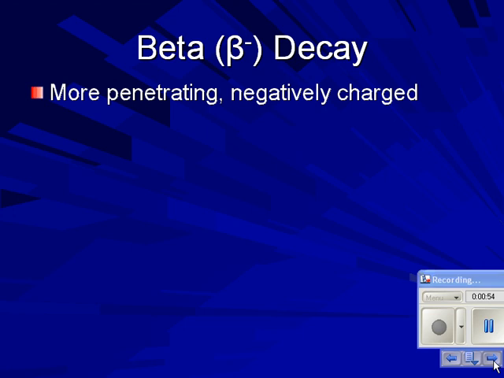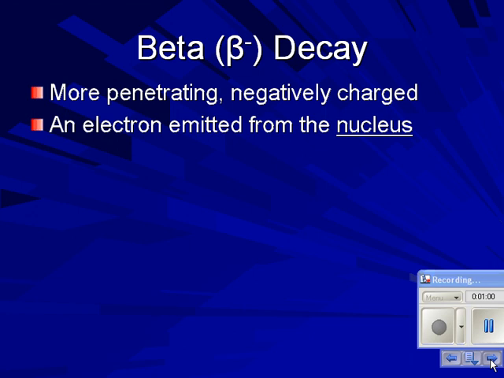When something undergoes beta decay, a beta particle is basically an electron. But here's the crazy thing. It's an electron that is emitted from the nucleus. And that's weird because you guys have been taught that the nucleus has protons and neutrons, and the electrons are in these orbitals around the nucleus. But in radioactive decay, sometimes a nucleus will spew out an electron. Where did it come from?